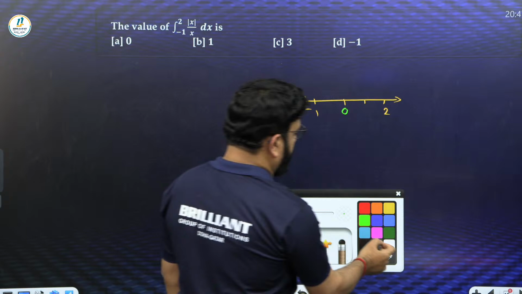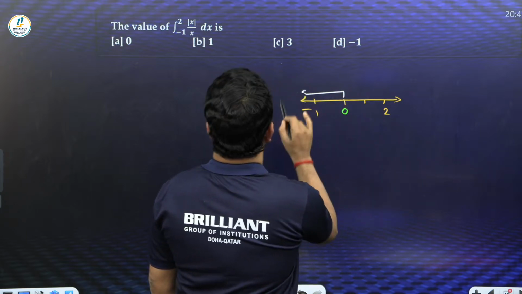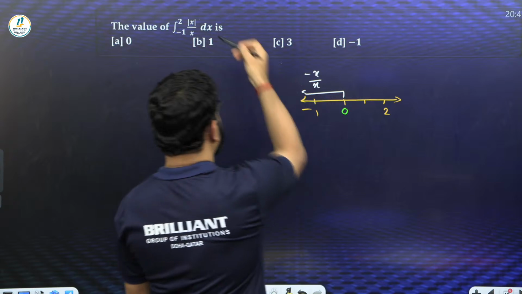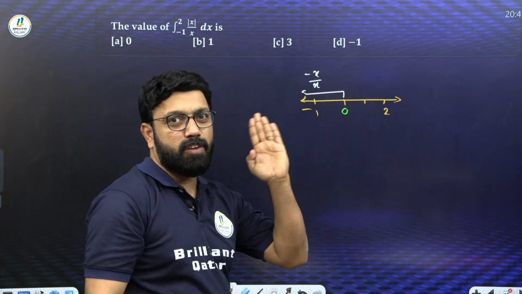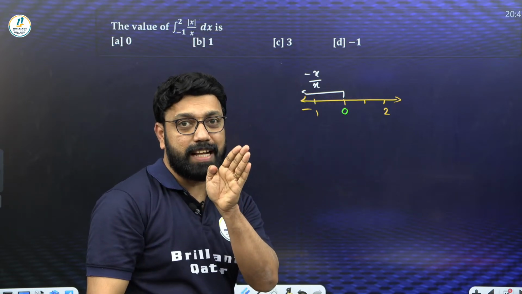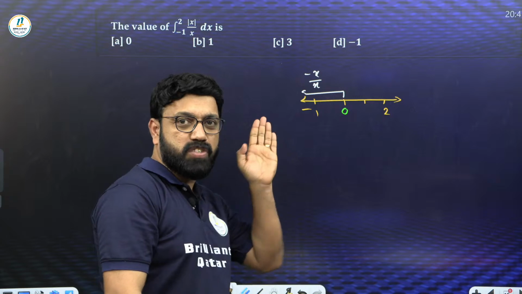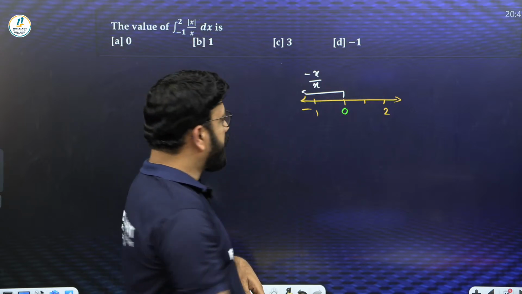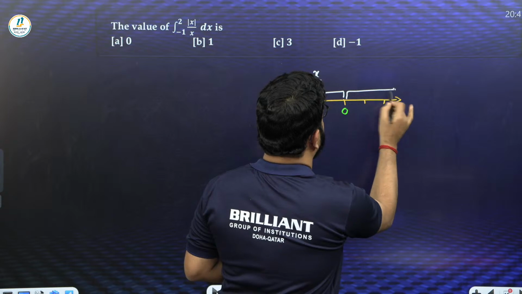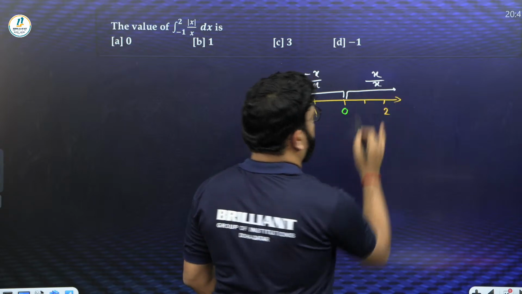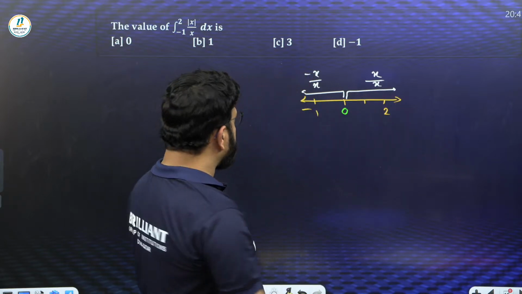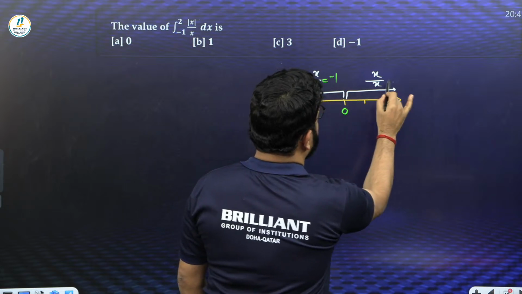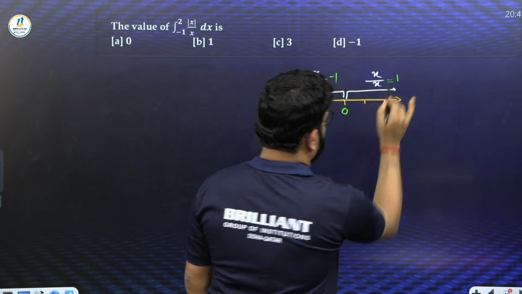Left side, what will we get? On the left side of the critical point 0, the modulus function gives minus x divided by x. On the right side, we get x divided by x. Minus x by x goes to minus 1, and plus x by x goes to plus 1.